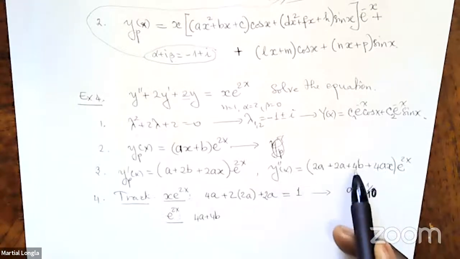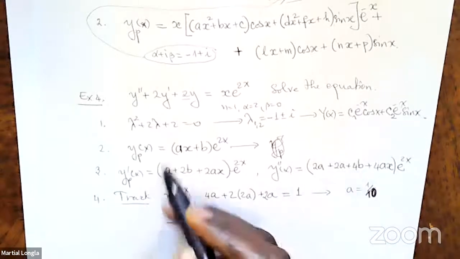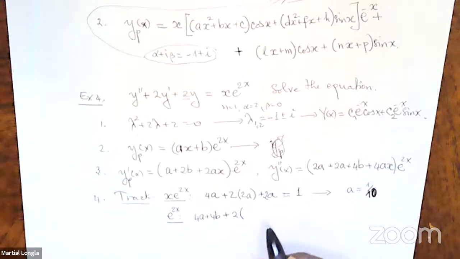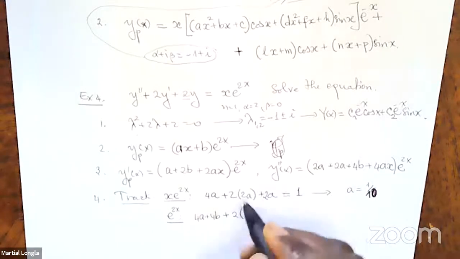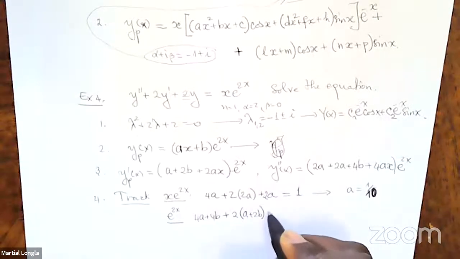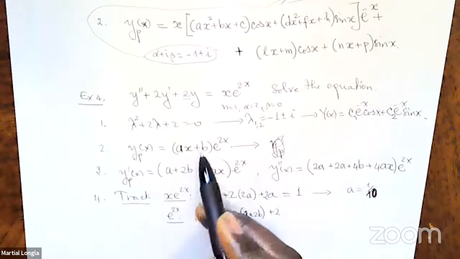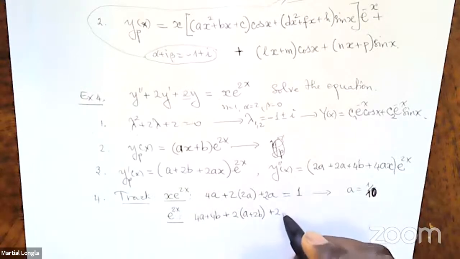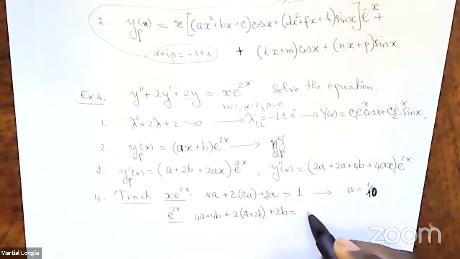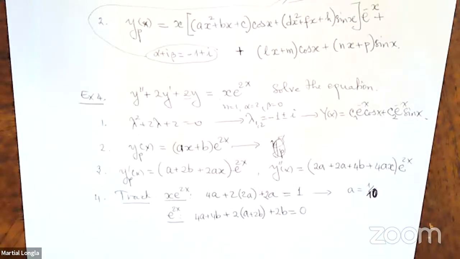And so for the second derivative again here, we got 4a plus 4b, and then it would be a plus 2b times 2, 2b, and then twice the original function, 2b. And the right-hand side is 0, because there is no e to the 2x by itself. So that's it, and we solve this.